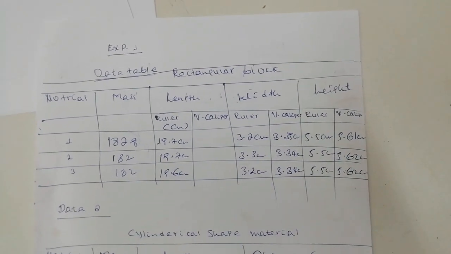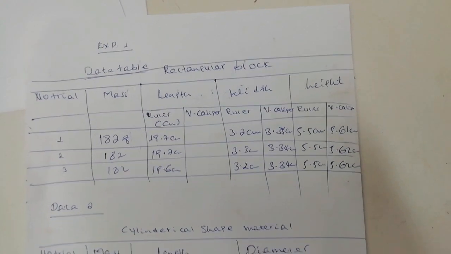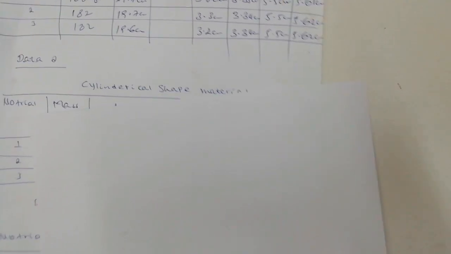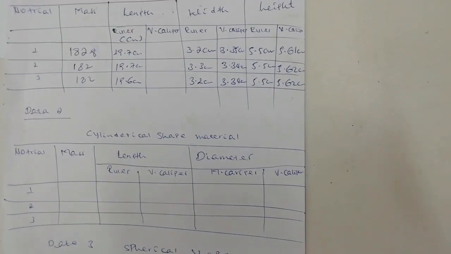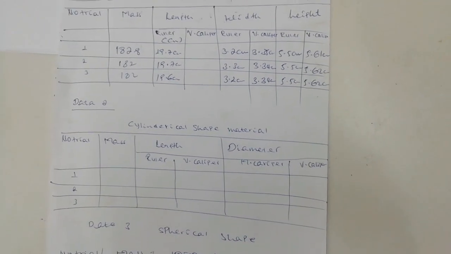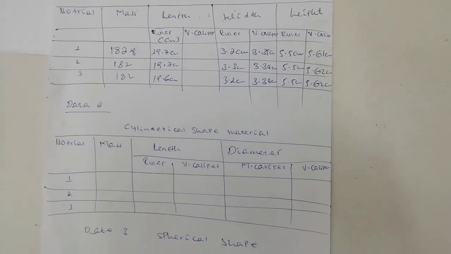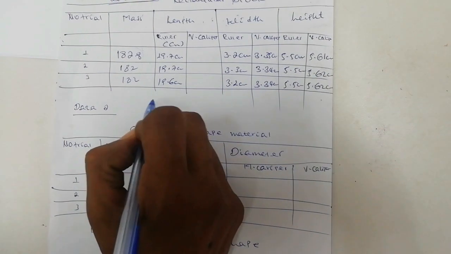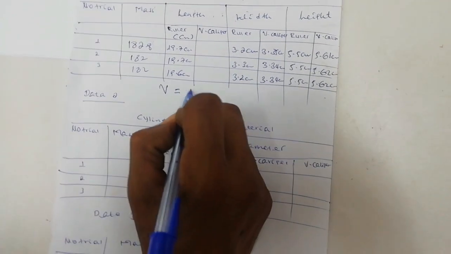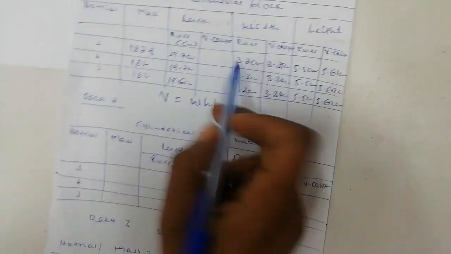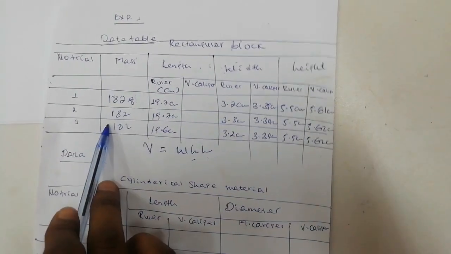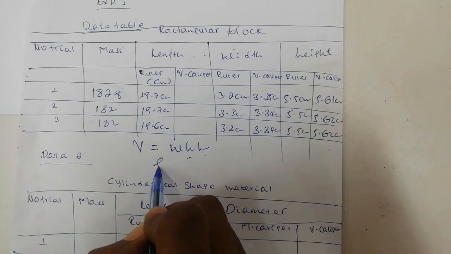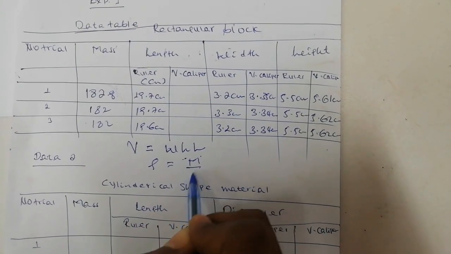Let us proceed to cylindrical shaped materials. For the rectangular block, we measure the length, width, and height, and from these we calculate the volume. Volume is equal to width times height times length. We are using this expression for the rectangular shape. We have the masses, then density is given by mass over volume.